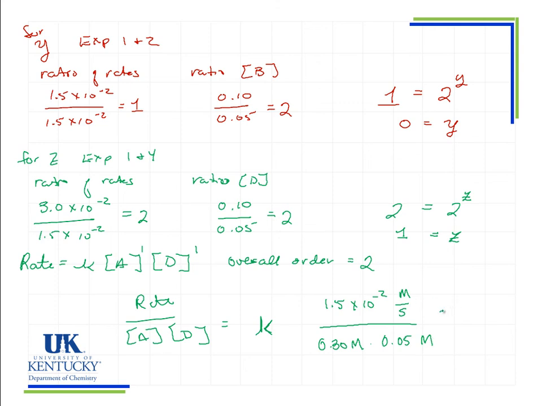Now if I take those numbers, I'll come up with a K of 1. And the molarity on top will cancel with one of these on bottom, and that will leave me with 1 over molarity times seconds. So the rate constant value is 1, and the unit is 1 over molarity per second, sometimes written as molarity to the minus 1, seconds to the minus 1. This is the unit for K every time you have a second order reaction. You will always have 1 over molarity times seconds as your units.